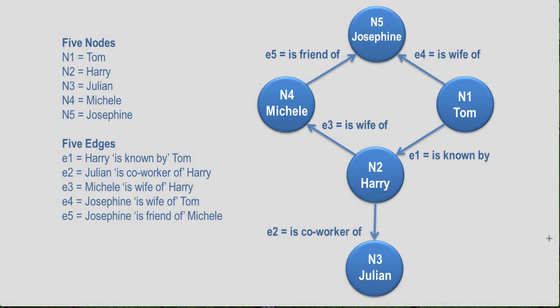You're looking at a simple graph network consisting of 5 nodes and 5 edges. Each node represents a person, an individual, and the edges represent relationships between those people. Each node has a number associated with it, n1 through n5, and each edge has a corresponding number associated with it, e1 through e5. Edges are relationships such as Harry is known by Tom, or Julian is co-worker of Harry.